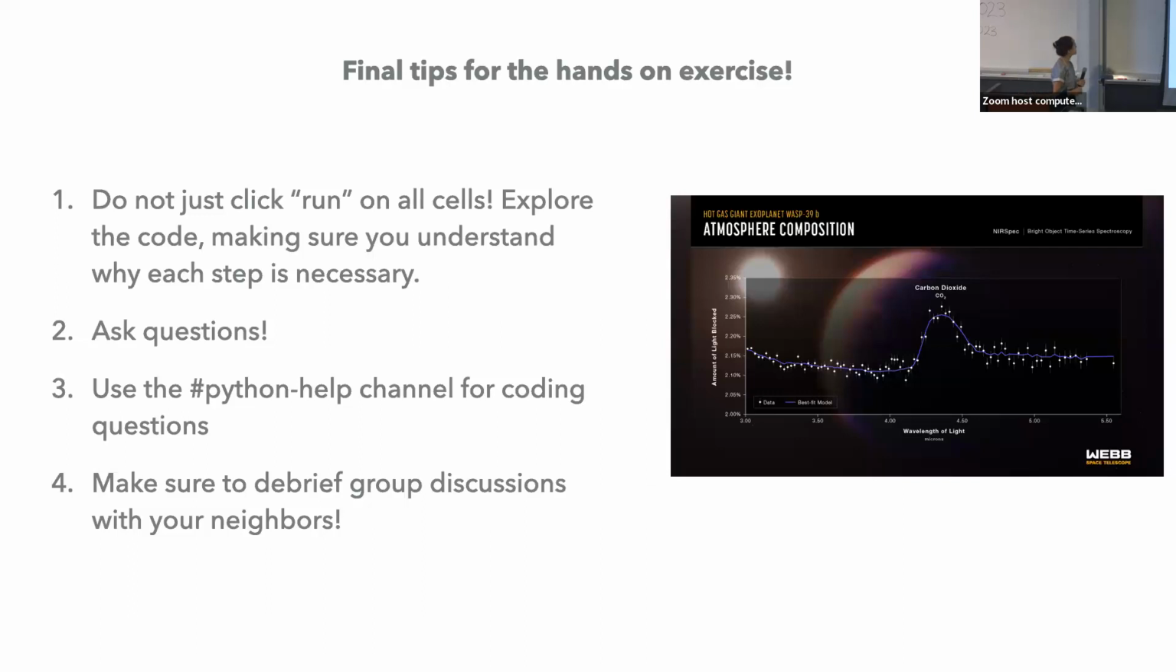Just some final tips. Like I said, resist the urge to just click run on all the cells. Really make sure that you're exploring the code and understanding all of these different pieces. Talk to your neighbors, ask lots of questions. There's the Python help channel in Slack if you have specific coding questions, but we can also help field some of those as well. And then lastly, make sure that you try to debrief these group discussions with a neighbor as you go through the exercise. And I think with that, I will let you all run wild.